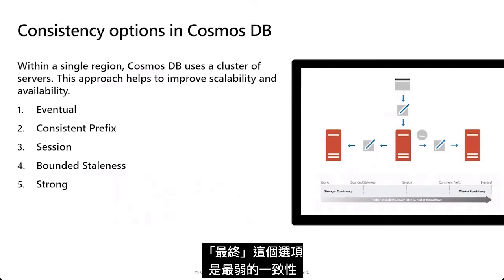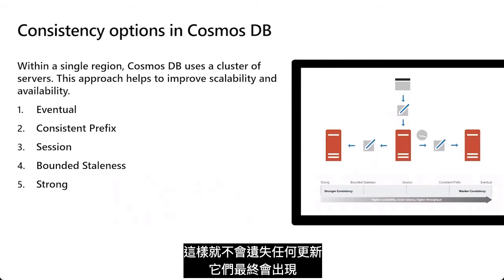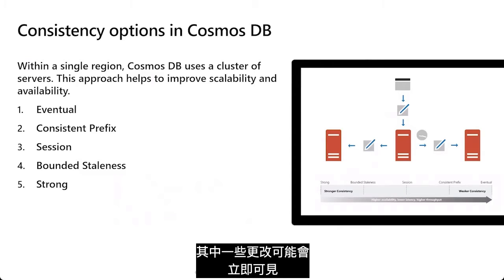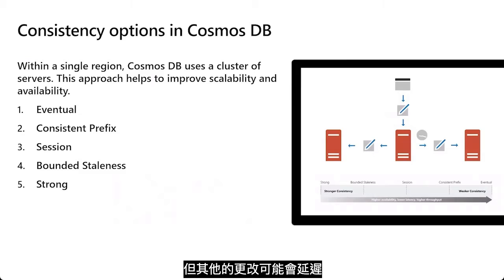With eventual, this option is the least consistent. It's based on the situation that we've just described. So changes won't be lost. They'll appear eventually, but they might not appear immediately. Additionally, if an application makes several changes, some of these changes might be immediately visible, but others might be delayed. So the changes could appear out of order.